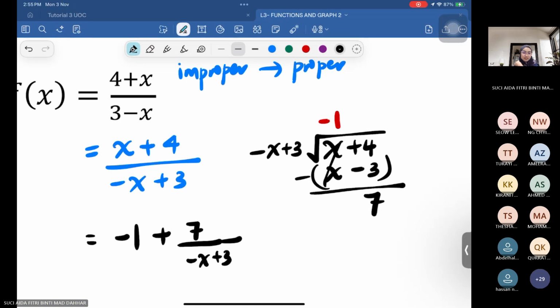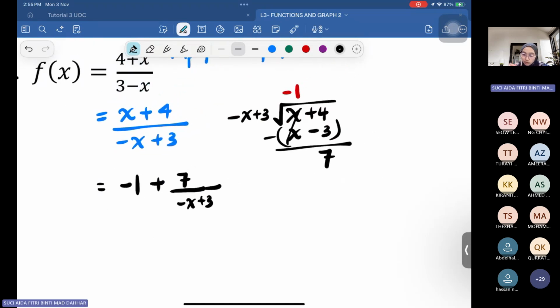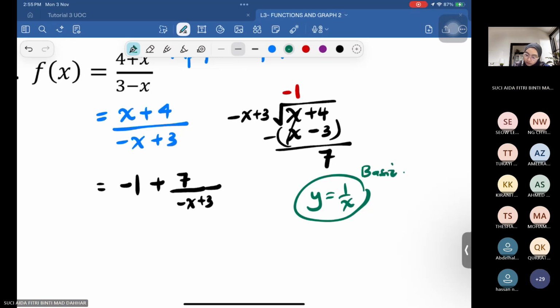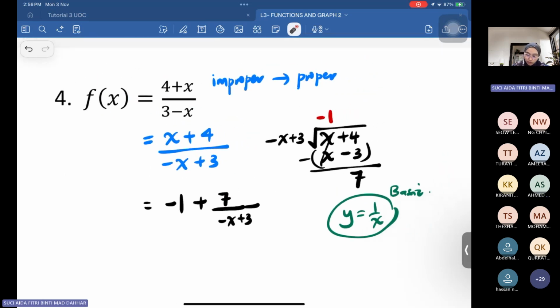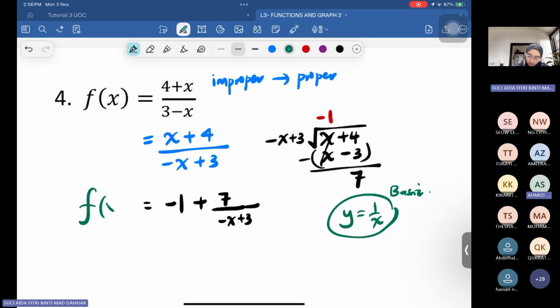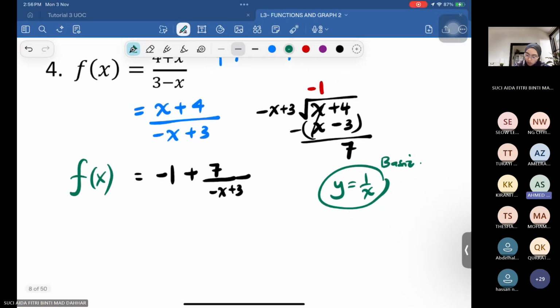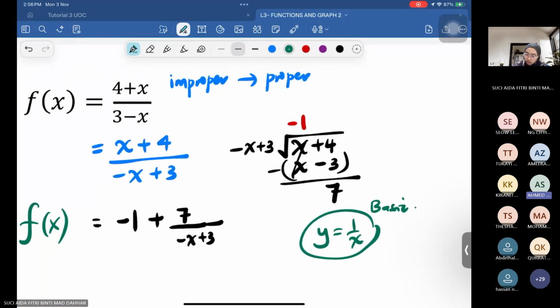Okay, this has something to do with the basic rational function. We are going to compare this with the basic y equals 1 over x, right? This is the basic one. So there is a lot of things happening here. I'm going to rearrange this. This is our y function, which is our f(x). Why is it -1 plus 7 over negative x plus 3?